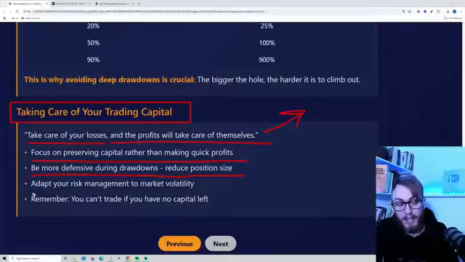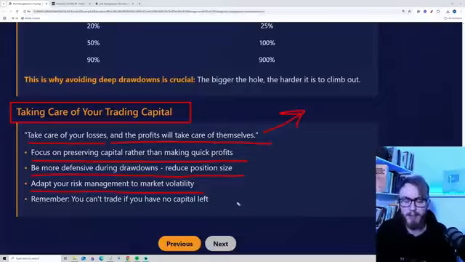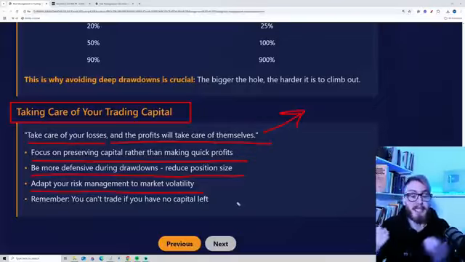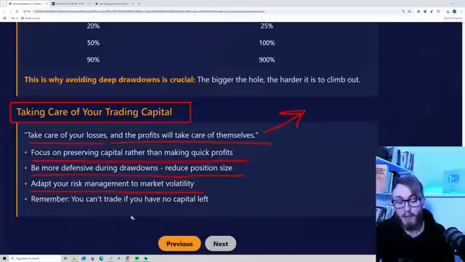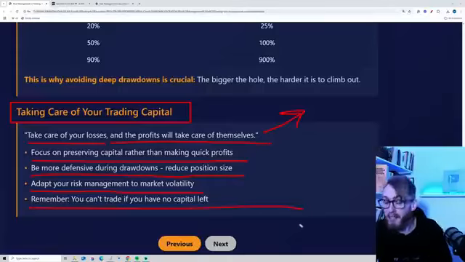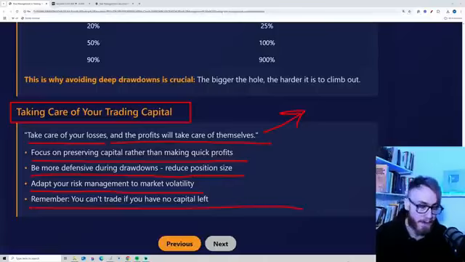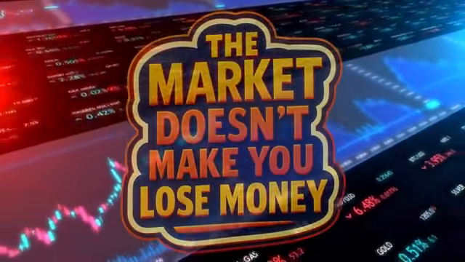The larger the drawdown, the harder it is to recover. And also, another key thing is that you can actually adapt your risk management to market volatility. So if we have more volatility, you may want to reduce, for example, your position size or risk to reward ratios. And also, last but not least, remember, you can't trade at all if you have no capital left. The market doesn't make you lose money.